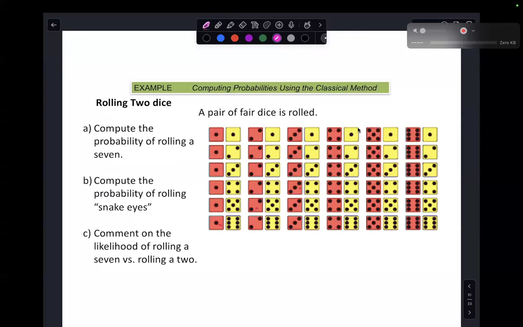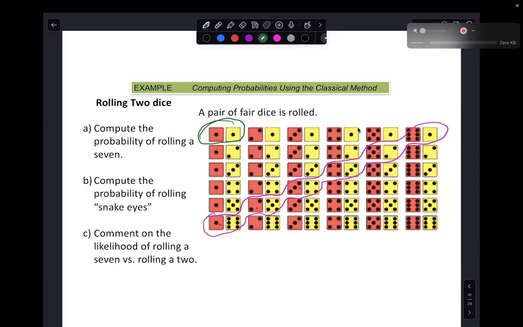All right, let's talk about dice. Okay, so we want the probability of rolling a 7. I want you to try this one. Probability of rolling a 7, the probability of rolling snake eyes, which is rolling a 2, and then comment on the likelihood of rolling a 7 versus a 2. I'm going to help you here a little bit. The sevens are on a diagonal. They're on this diagonal, and there's 36 total possible outcomes. So there's the 7, and for a 2, this is the only one right here.